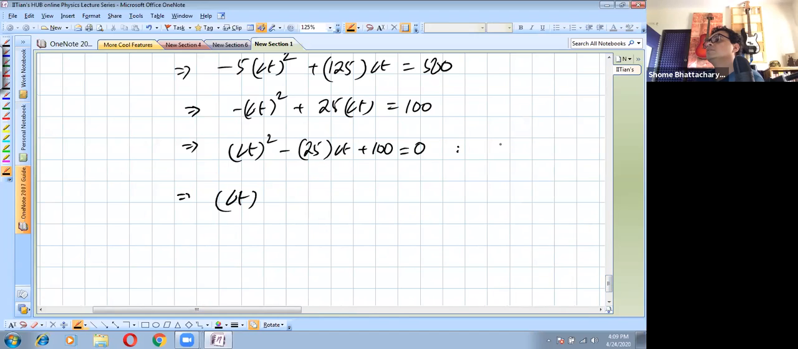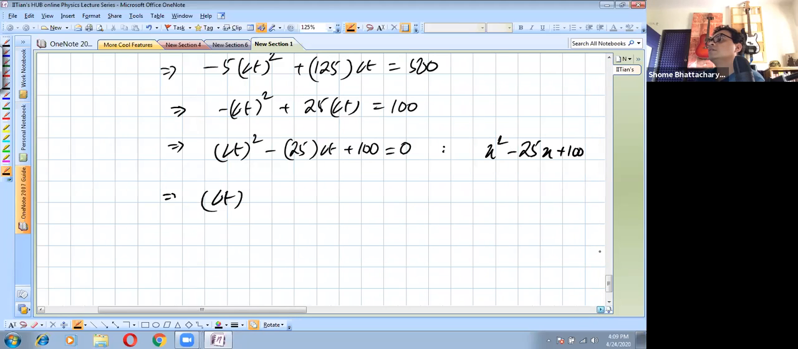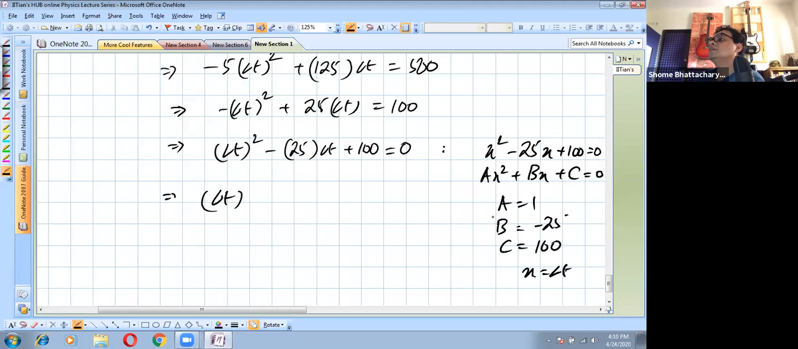So this is an equation of this type. X square minus 25x plus 100 is equal to 0. Okay. You can think of it like ax square plus bx plus c is equal to 0, where a is 1, b is minus 25, and c is 100, and x is basically delta t. So x is equal to what? Minus b, so that is plus 25 over here, plus minus root of b square, so that's 25 square, minus 4ac, so that's 400, divided by 2a, so that is 2.